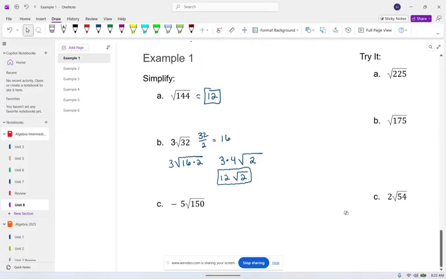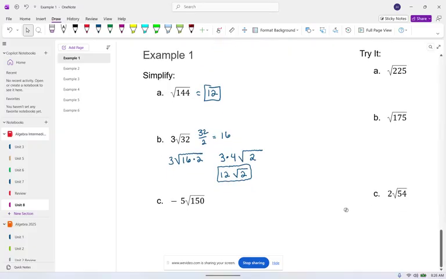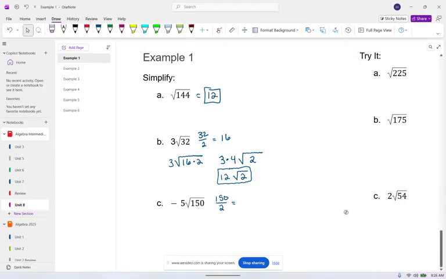Then on to the last one, we have negative 5 square root of 150. 150 is not on my list. It's not a perfect square, so I'll take 150 and again divide by 2. Always dividing by 2 because 2 is the lowest number that we can divide something by when it's a whole number. Well, we can divide by 1, but 1 doesn't change anything. So always divide by 2.